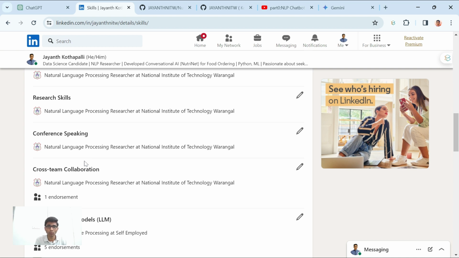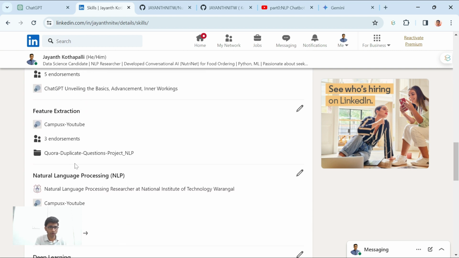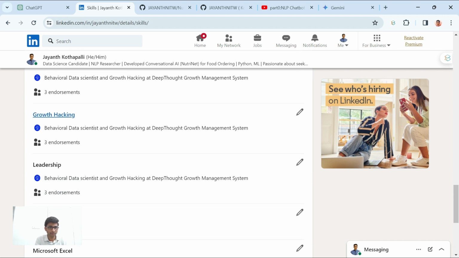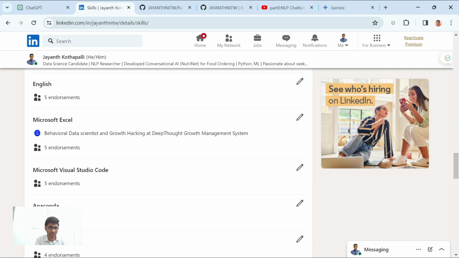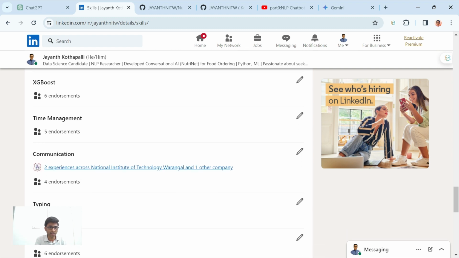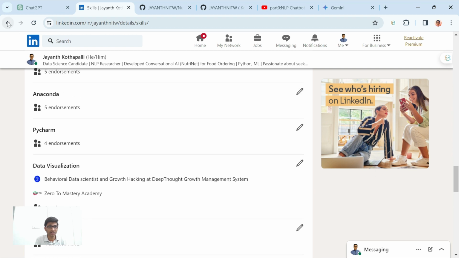I will ask people who worked with me, who got to know me, who I am traveling with. I will ask them to endorse my skills, right? See, here are my 5 endorsements: feature extraction, deep learning, behavior analysis, leadership skills, English. 5 endorsements at least: data visualization, XGBoost, time management, pandas. These are programming. See, you can see, right? You have to endorse them as well.